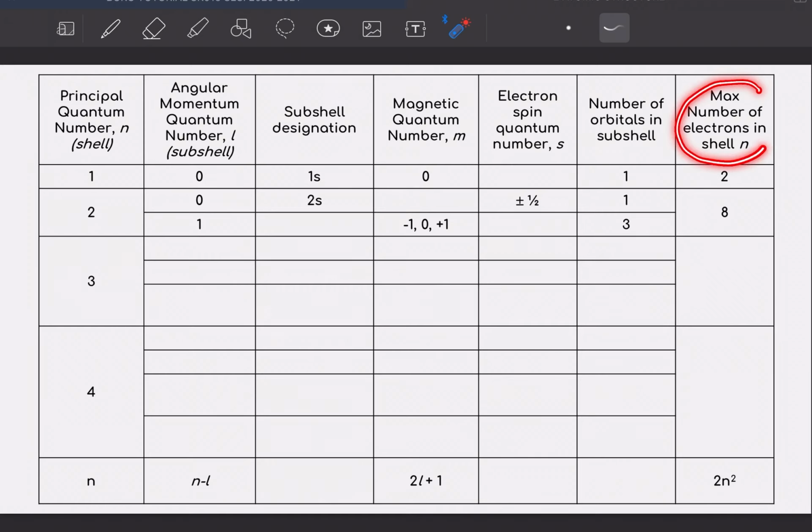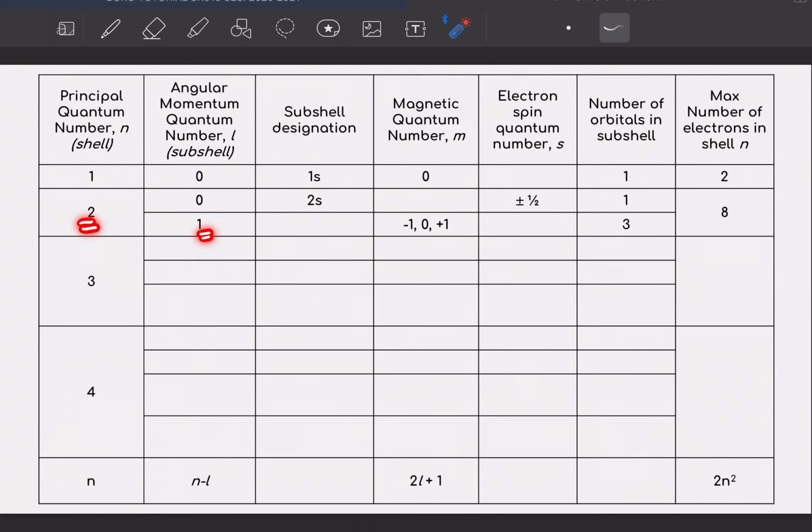So the maximum number of electrons in shell n will be 2, because the s shell 1s can occupy up to 2 electrons. Okay. So next, when n is equal to 2, the maximum value for L will be n minus 1. So 2 minus 1 will be 1. So maksudnya awak ada 0 dengan 1 saja. So ini 2s, ini, this will be 2.